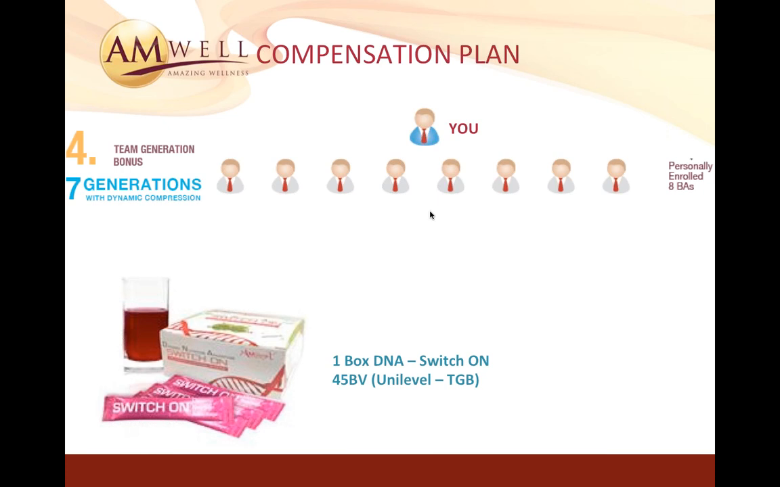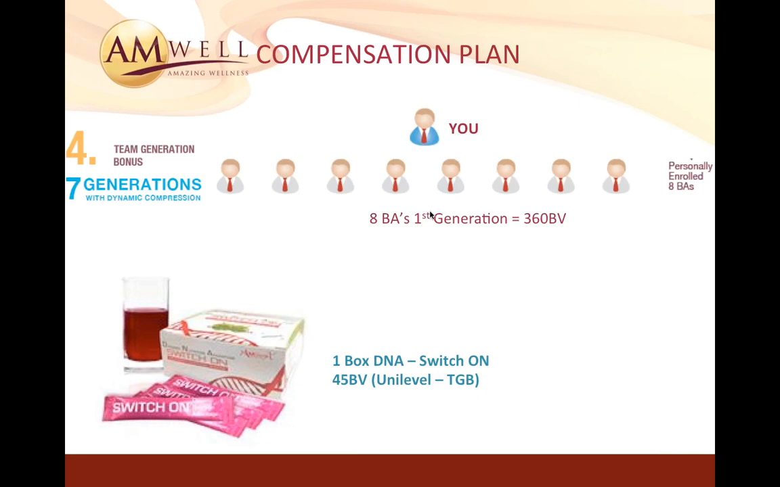And let's say, for example, their monthly maintenance is 1 box of DNA Switch On. That 1 box of DNA has 45 BV, or 45 business volume. And since this is a personal purchase, this is after they've enrolled. Let's say this is next month or the third month or however long down the road. All the volume doesn't get split anymore. It's all on the unit level. So everything for retail sales, everything on customer sales, and everything on personal purchases all counts towards your TGB.